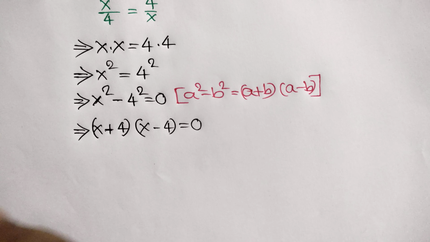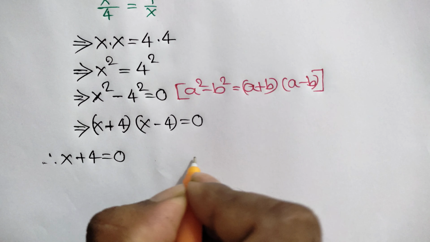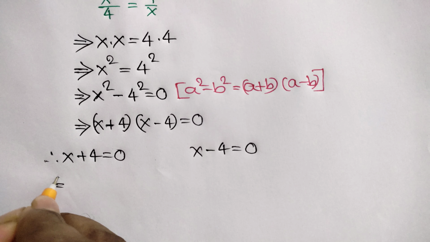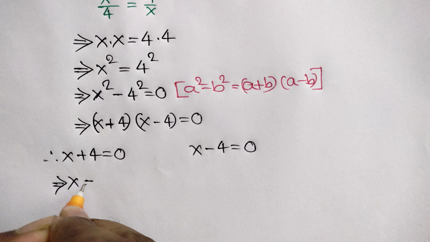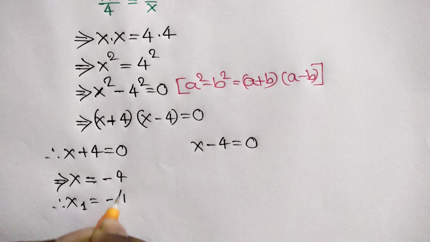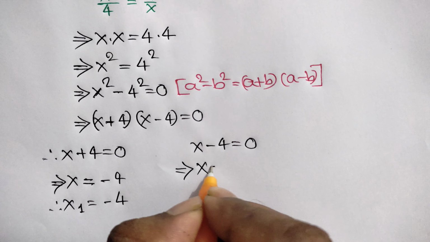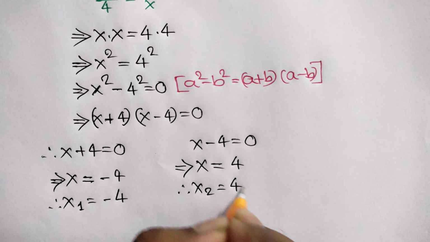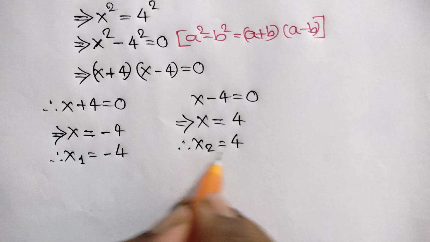Now from here we have two solutions, so we can write here x plus 4 is equal to 0 and x minus 4 is equal to 0. Now taking this positive 4 to the right side, we will get negative 4. So the first value, x1, is equal to negative 4, and here taking this negative 4 to the right side, we will get positive 4. So the second value, x2, is equal to 4. So there are two values of x, negative 4 and 4.